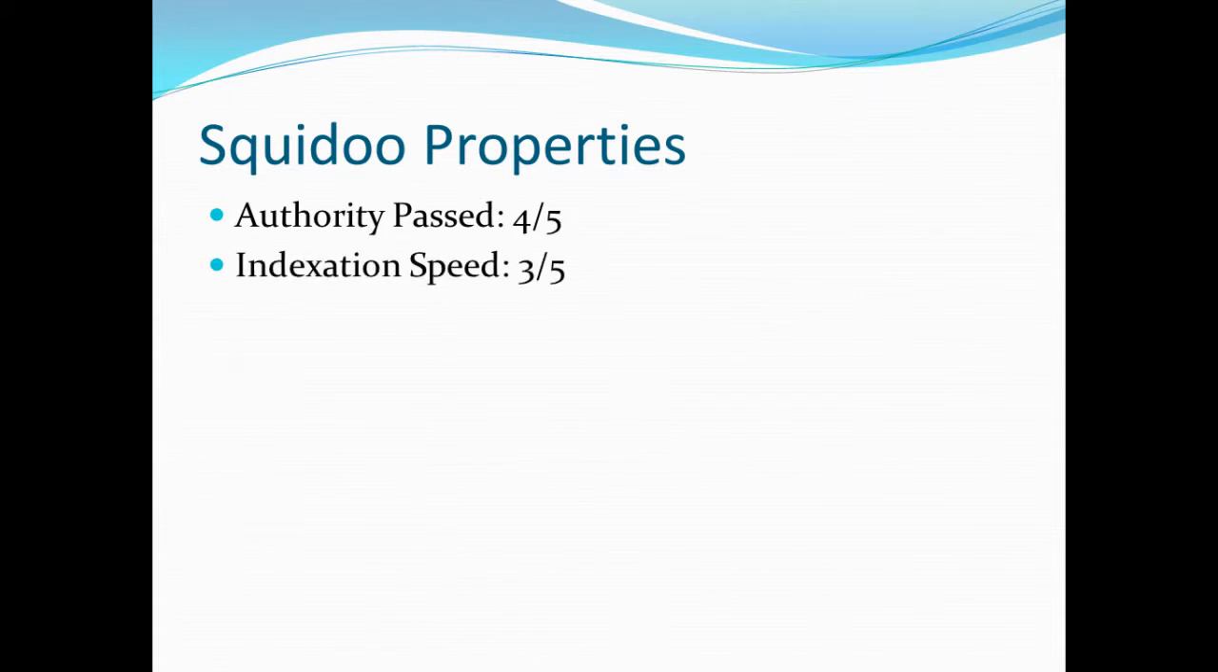Now, indexation speed is a 3 out of 5. Squidoo is a really, really high PR site. And so these links are going to get crawled really fast, and Google's going to notice them and give you that boost much quicker than a standard, just article blast.